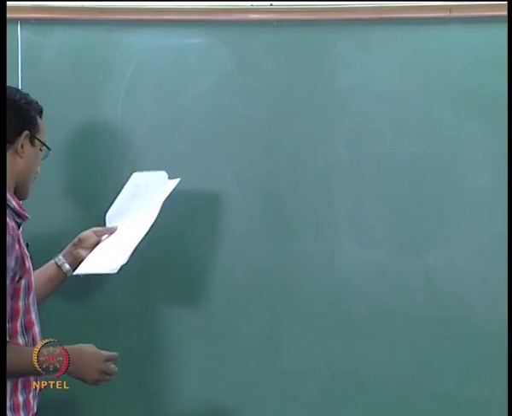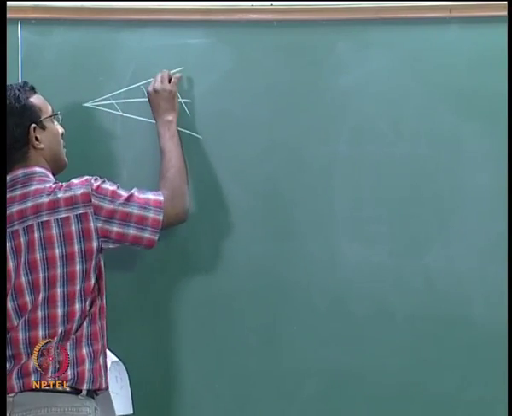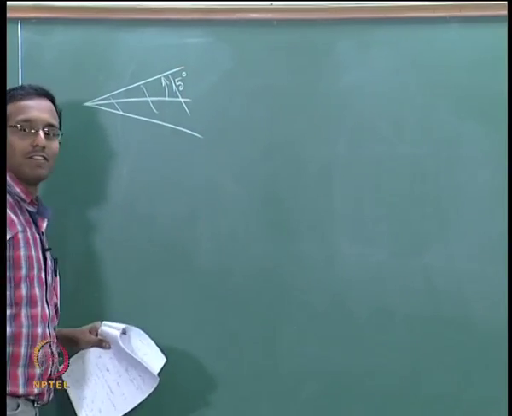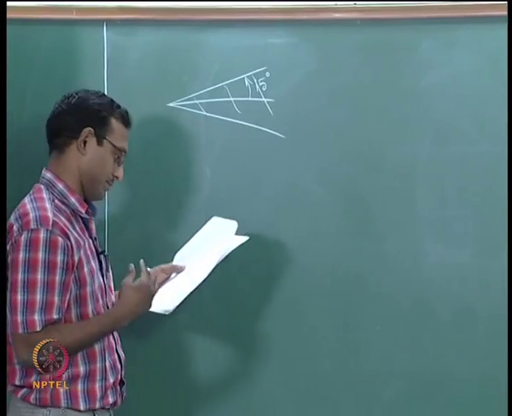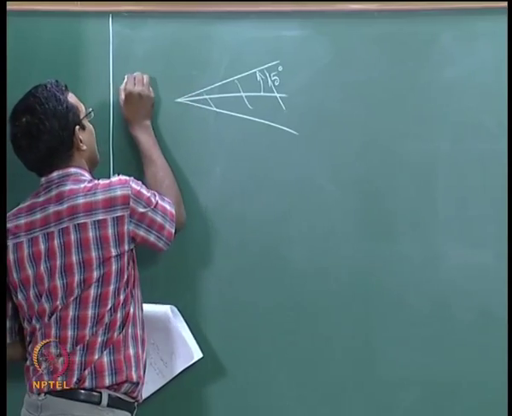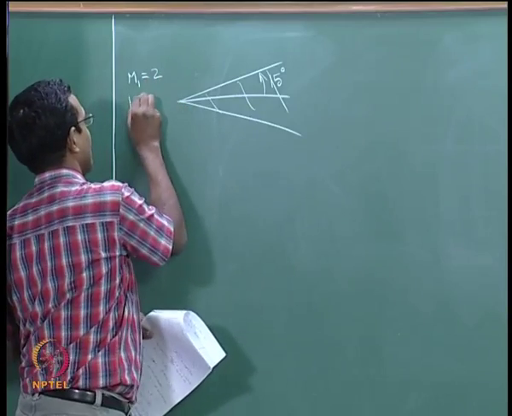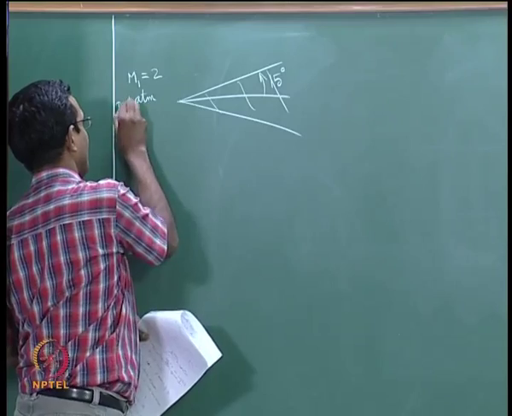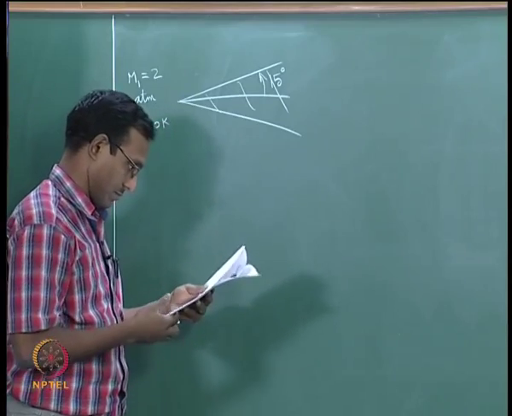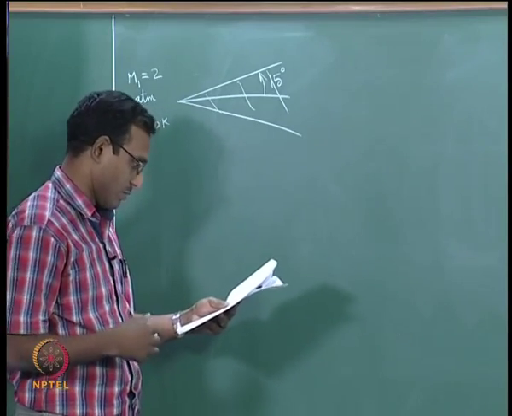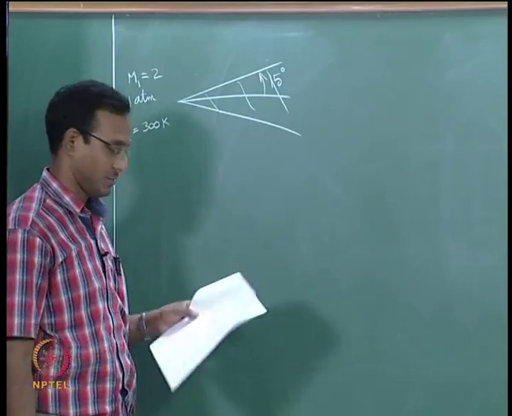First example, very simple one. I am having a 15-degree wedge, that is, its half angle is 15 degrees. It is a 2D problem, and my incoming Mach number is 2, at 1 atmosphere static pressure, P1 equal to 1 atmosphere and T1 equal to 300 Kelvin, okay.